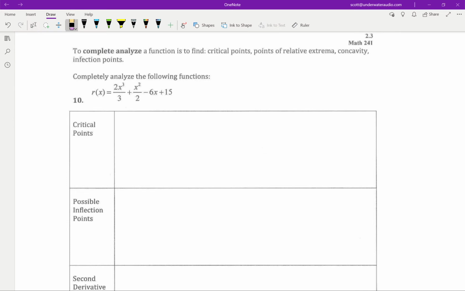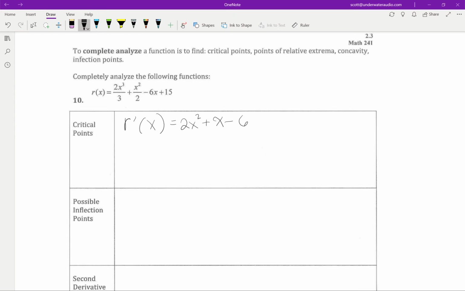But to do that, I would first start by taking the derivative. Okay, so if I bring down the 3, the 3's will cancel, and I get 2x squared. And then bringing down the 2 again, the 2's would cancel, I just get an x. And then minus 6, derivative of 15 is 0.